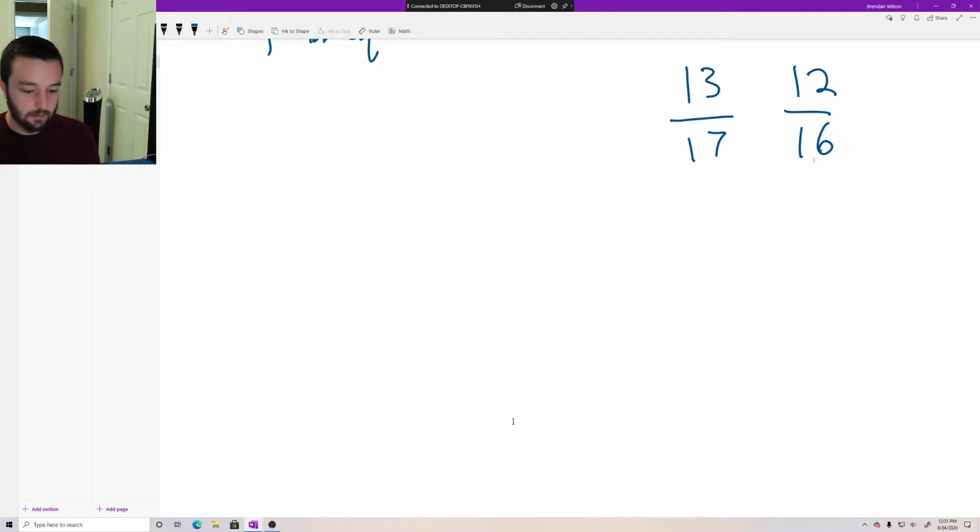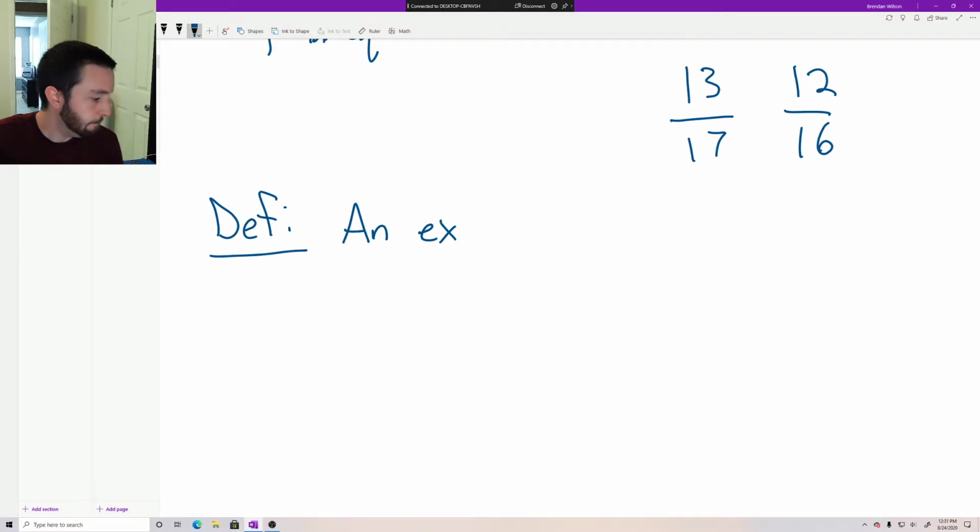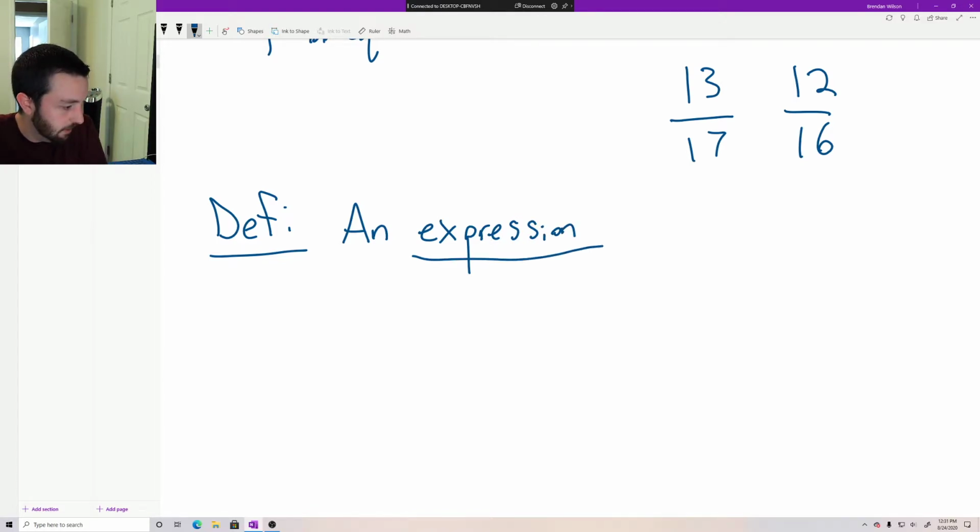So let's talk about another definition here. An expression. Hang on, I think I want to talk about a different thing first. I think I might go in a little bit of a different order. Oh no, here we go. The book has two different definitions for expression, so I'm going to use their second definition.